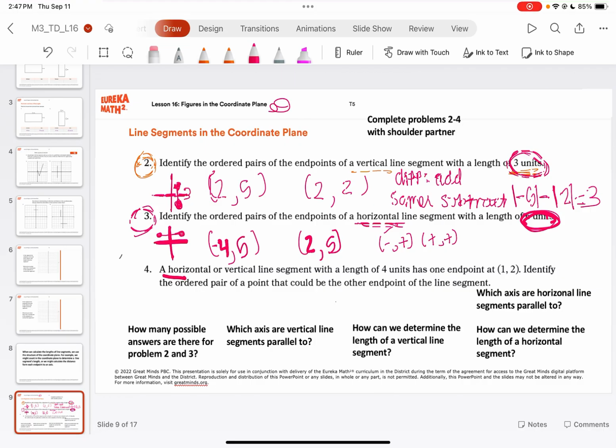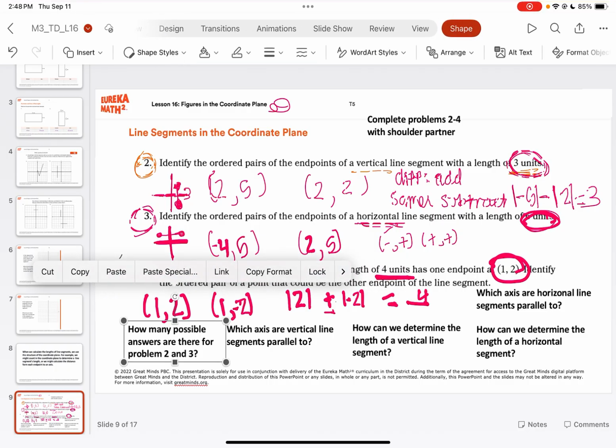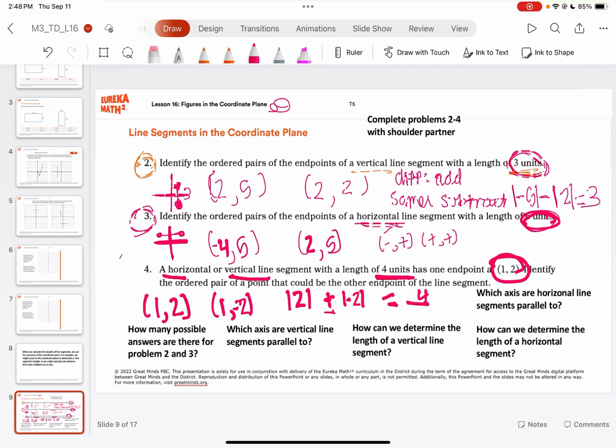Right, a horizontal or vertical line segment with a length of 4 units, and it already has 1 endpoint. So here is my first endpoint, and I know it doesn't matter, it could be horizontal or vertical, so we'll say this will be a vertical, so we'll give this 1. I need a number that when I add their absolute values up, I get 4. And let's say, since we're adding right here, we're going to make this a negative number to make it in different quadrants. And I know that 2 plus 2 gives me 4. You could have a different answer. This is just one of the correct answers.